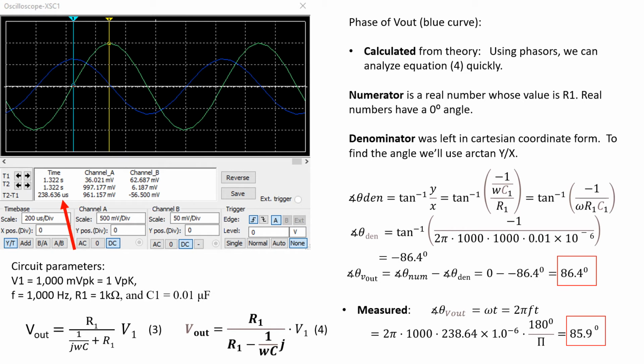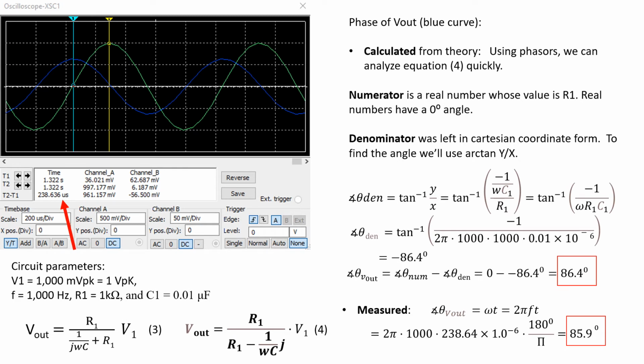The denominator of equation 4 is written in Cartesian form, and the phase angle of an imaginary number is the arctangent or inverse tangent of the imaginary term divided by the real term. When our circuit parameters are plugged in, we get a phase angle of negative 86.4 degrees for the denominator. Now, the phase angle we desire is the difference between the numerator and the denominator, which is 0 minus negative 86.4 degrees, which is positive 86.4 degrees. The phase angle of V out is positive, just as we expected.